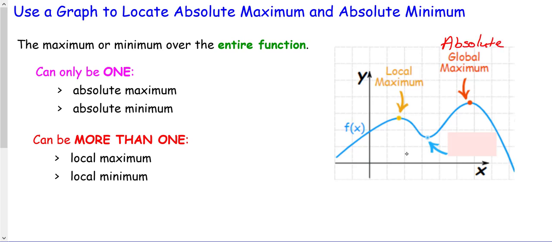Okay, and in this case, there is only one low area, and that would be our local minimum, because our line continues on in either direction, and it goes down going to the left and it goes down going to the right. There is no absolute minimum in this function pictured here.